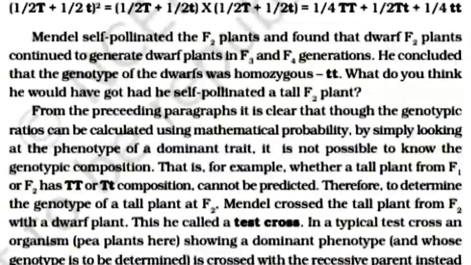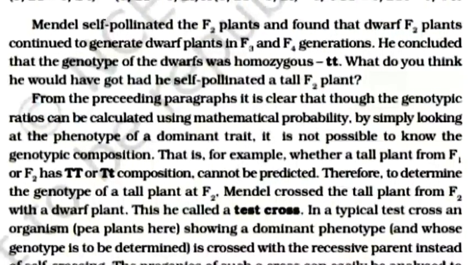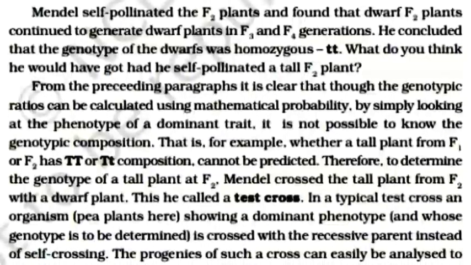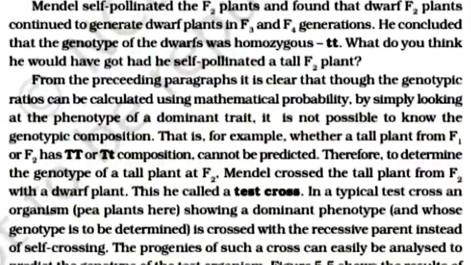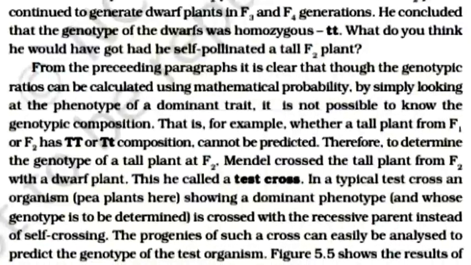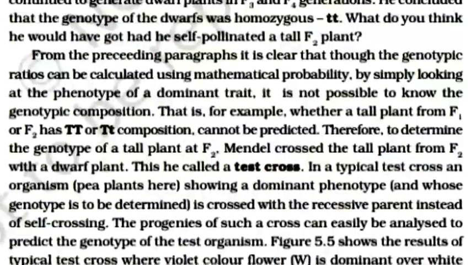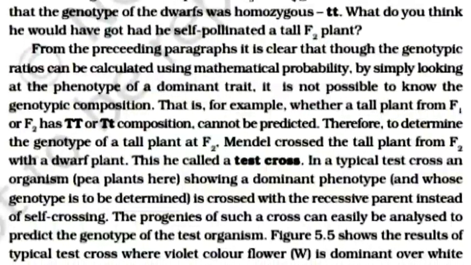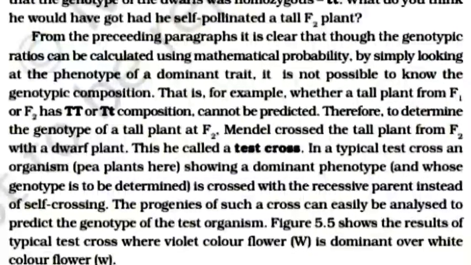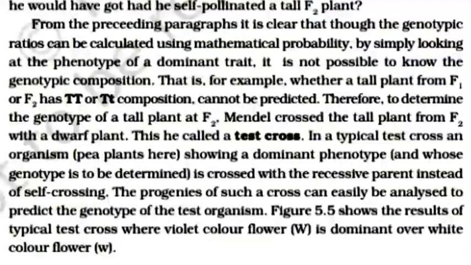From the preceding paragraph, it is clear that though the genotypic ratio can be calculated using mathematical probability, by simply looking at the phenotype of a dominant trait it is not possible to know the genotypic composition. That is, for example, whether a tall plant from F1 or F2 has capital T or capital T small t composition cannot be predicted. Therefore, to determine the genotype of a tall plant at F2, Mendel crossed the tall plant from F2 with a dwarf plant. This he called a test cross.